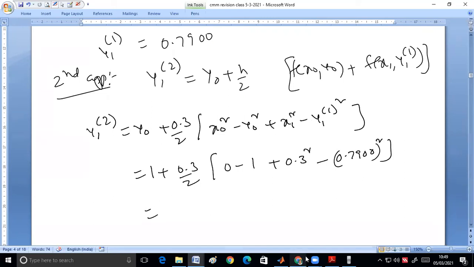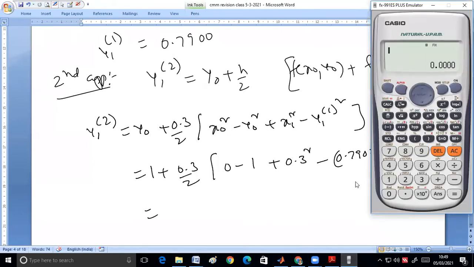You will get some value. Okay, so 1 plus 0.3 by 2, minus 1 plus 0.3, sorry, plus 0.3 square minus 0.79 square, close the bracket. You will get the required solution.